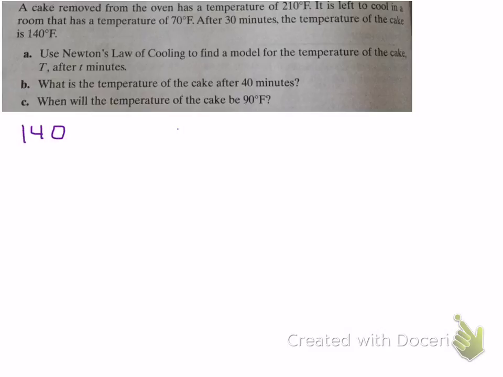So your ending temperature should always be less. If you take an item out of an oven, it's going to be cooling down, so the ending temperature is less. Our room temperature is 70, and then it's plus the quantity of the initial temperature, which is 210, minus the room temperature, and then e to the kt. I don't know what k is, and we know our time is 30. Because we're using 30, that means every problem thereafter, our time is going to be in terms of minutes.